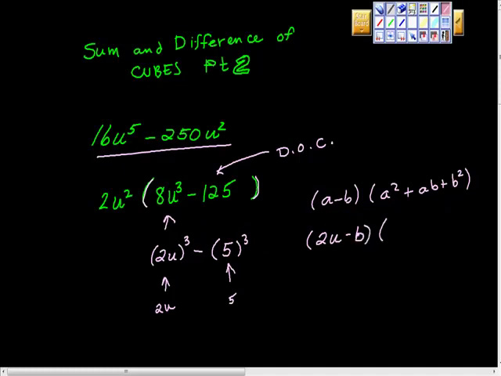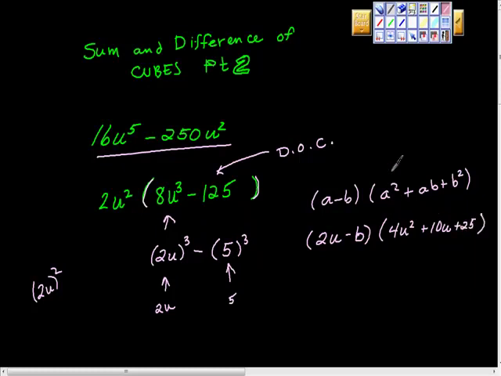And then A squared, remember, here this is A squared, but it's 2u squared. So that gives us 2 squared is 4, u squared is u squared, right? Plus, it says AB, so 2u times 5 is 10u, isn't it? 10u, right? And B is 5. 5 squared is plus 25.